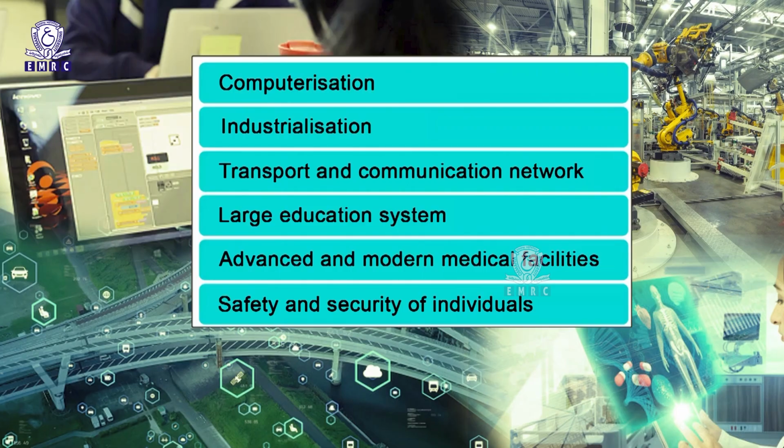Every individual, community and government measures its performance or levels of development in relation to the availability and access to some of the opportunities. Development is freedom, which is associated with modernization, leisure, comfort and affluence. In the present context, computerization, industrialization, efficient transport and communication networks, a large education system, advanced and modern medical facilities, and safety and security of individuals are considered as the symbols of development.